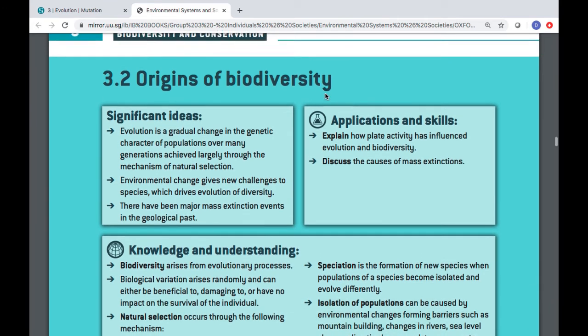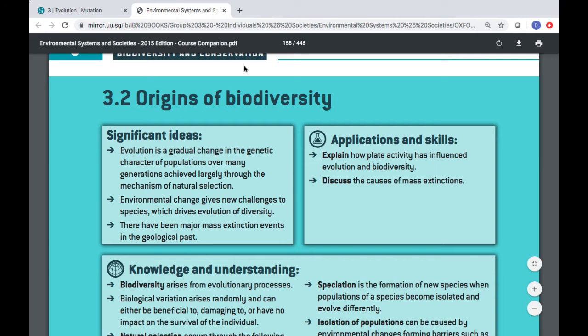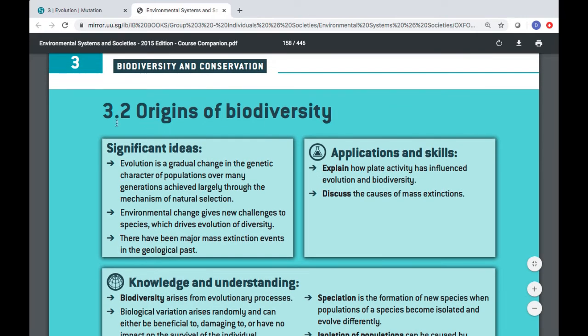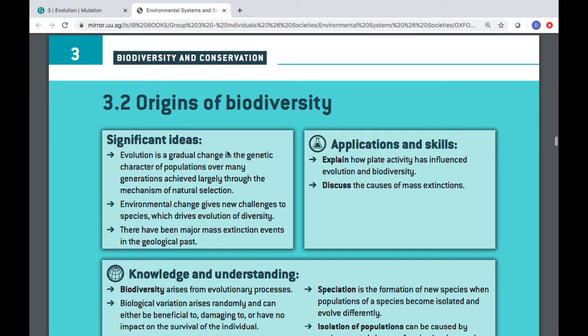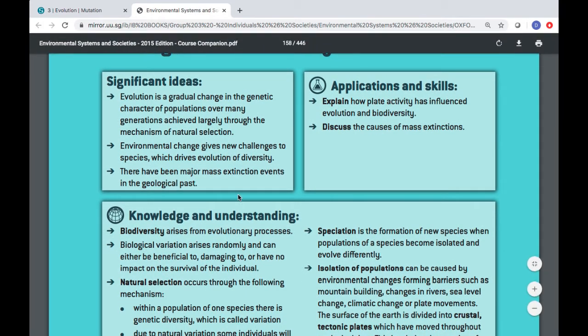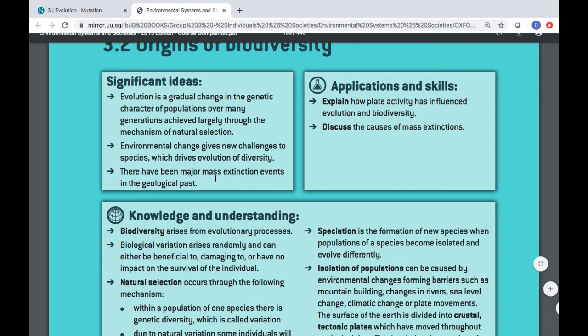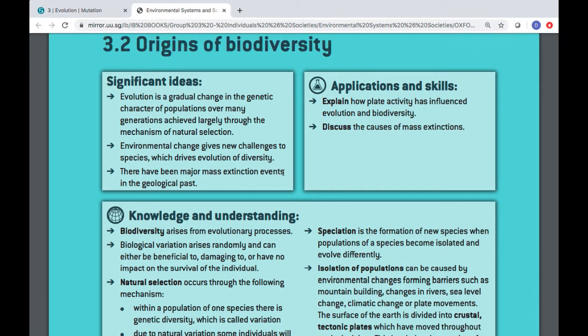Today we're going to continue with chapter 3, which is about biodiversity and conservation, and we are going to start with chapter 3.2, which is about origins of biodiversity. From this chapter we need to know about evolution, what is evolution, what is biodiversity again, what is an environmental change, and what are the six mass extinction events that we have. We are in number 6 now. We have been through 5 mass extinction events.